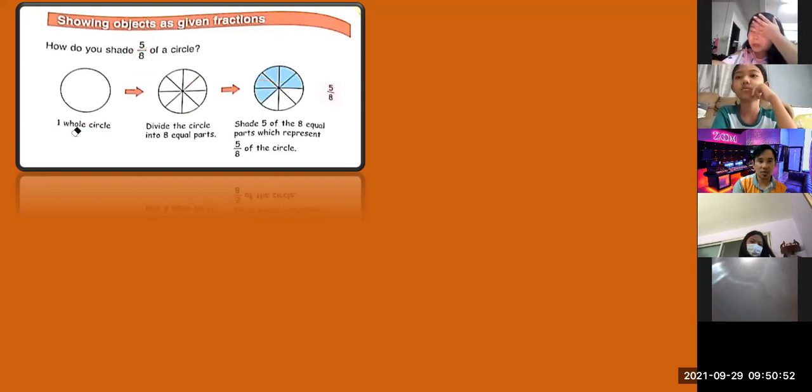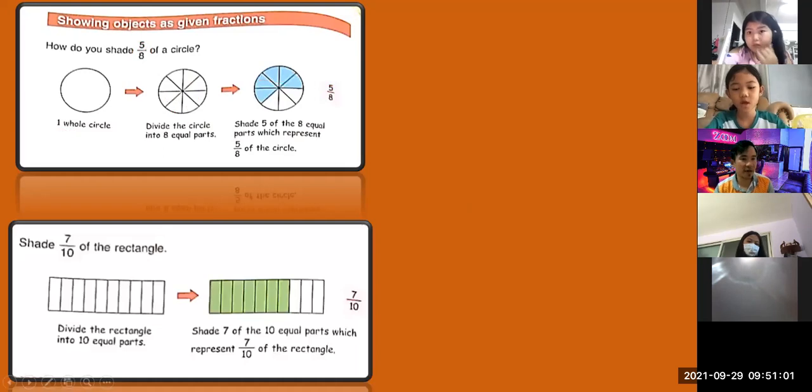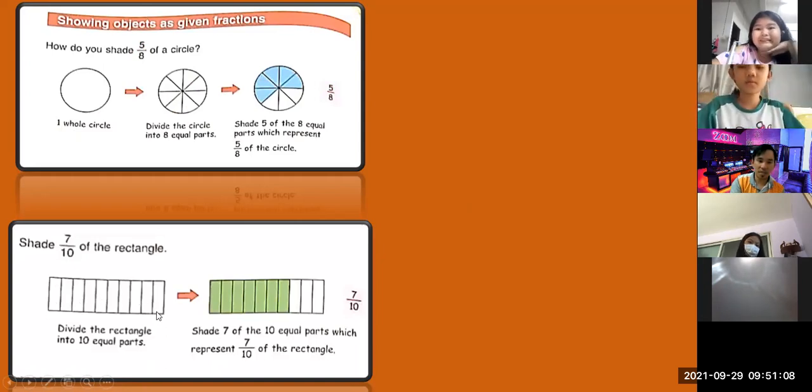You've learned this already in your Thai class, but the difference is only that here it is in English. So, let's continue. Here, shade 7 of the rectangle. So 7 over 10. Out of 10 equal parts, you shade 7 parts. 1, 2, 3, 4, 5, 6, 7. That's why we have here 7 over 10.